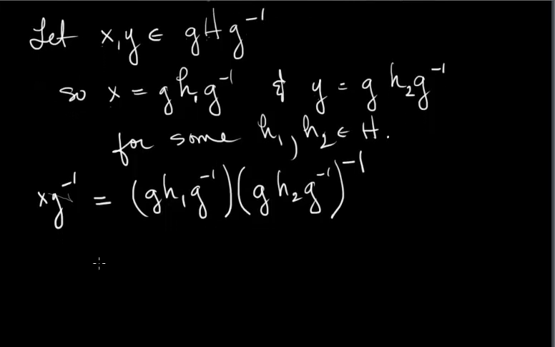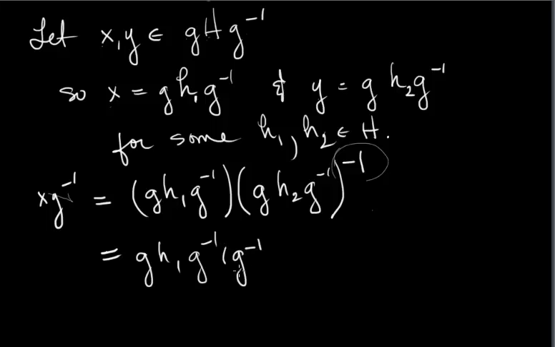Since we don't know if it is abelian, when we change this expression here, we have to be careful. So we have G H1 G inverse, that's our X. And now I have to take inverses in reverse order. It's G inverse inverse. Well, maybe I should write that. You don't need to write this, you could just write G H2 inverse G inverse.